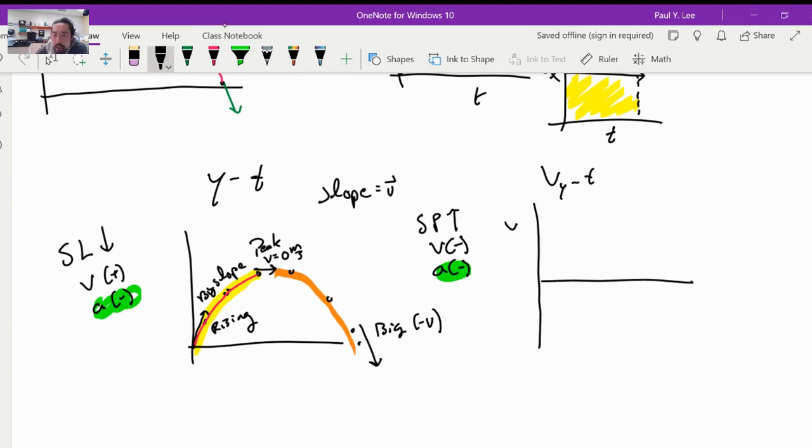For the velocity y versus time graph, we have something like this. We start off with a positive velocity, we approach 0 midway, and we end up with a negative velocity. So here, we have a negative slope. And this negative slope is your acceleration due to gravity, and that negative simply means that it's going down. So our slope should have been pretty close to 10 meters per second squared.